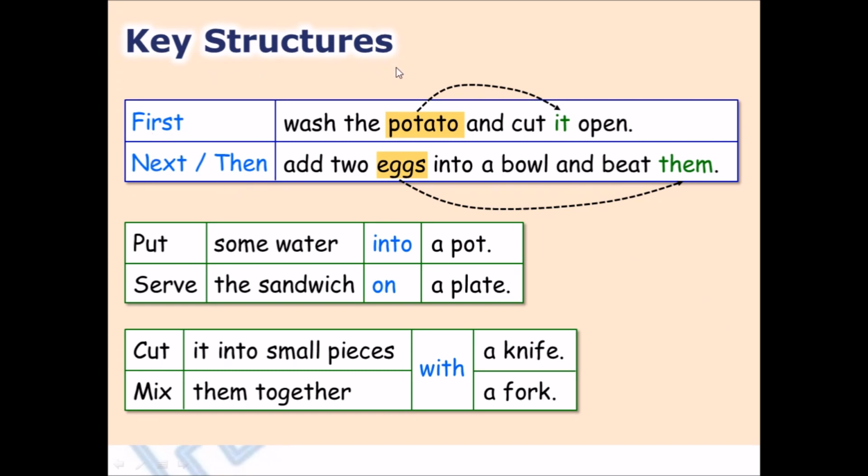Let's practice the key structures together. First, wash the potato and cut it open. Next, add 2 eggs into a bowl and beat them. Then, add 2 eggs into a bowl and beat them. Put some water into a pot. Serve the sandwich on a plate. Cut it into small pieces with a knife. Mix them together with a fork.